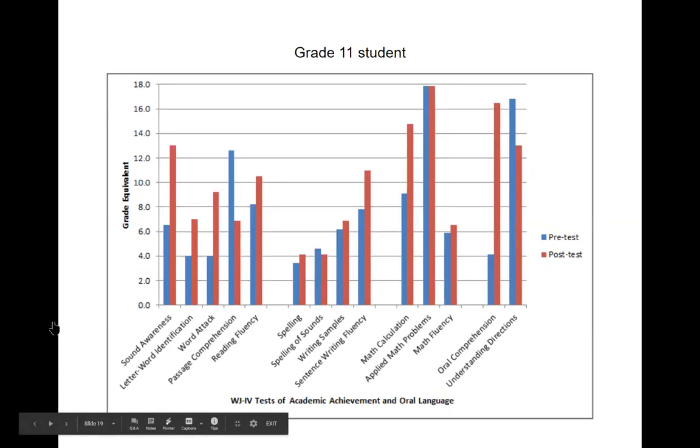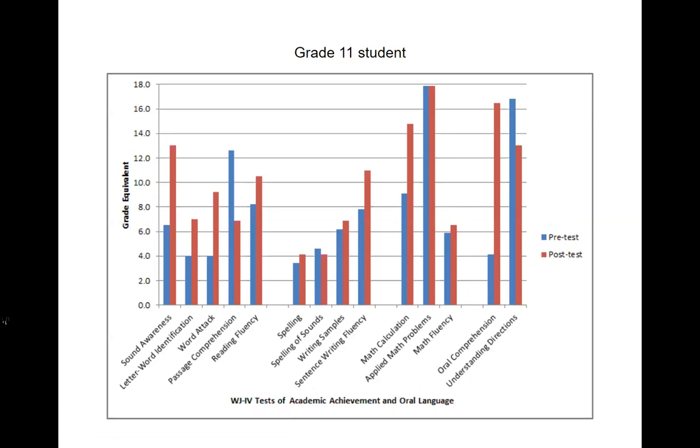Here we have a grade 11 student. So again, this student has made great gains. When we first met this student, they were reading and decoding at, it looks like, based on the chart, approximately a grade 7 level. And you can see the amazing gains they made after they left Trillium: they were reading all the way up at a grade 12 level. Again, great gains in spelling of sounds and writing, math, and oral comprehension.